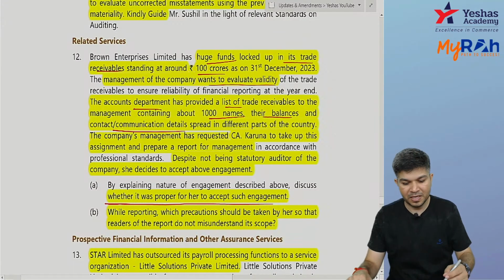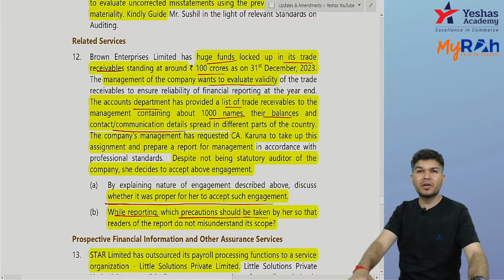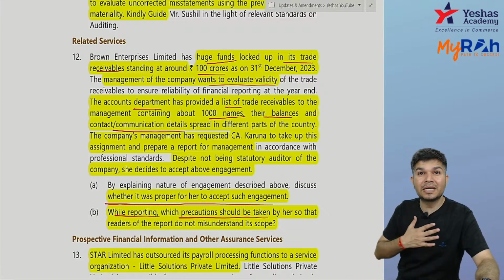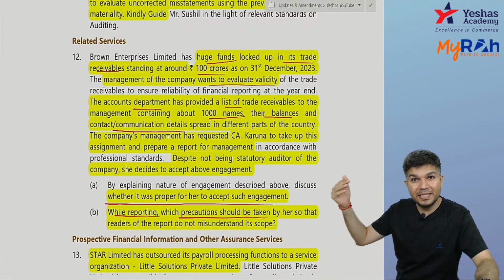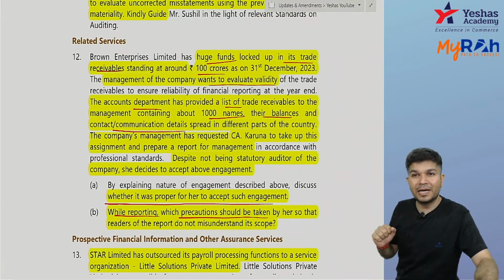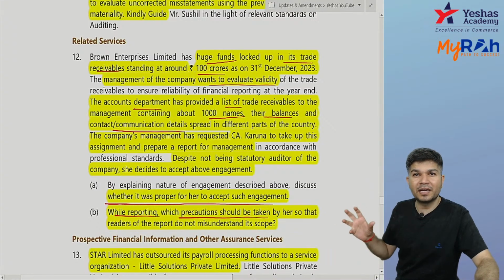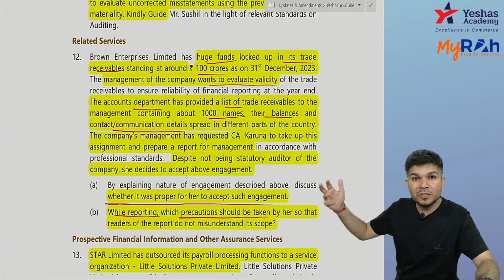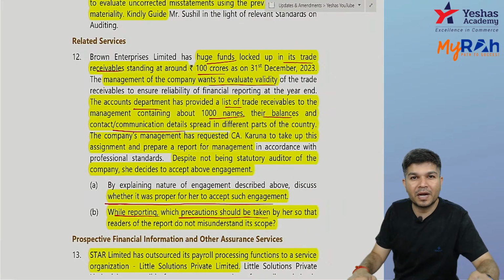And while reporting, what precautions should be taken? Whenever you're reporting on agreed upon procedure, what precaution do you need to take? You need to write clearly it was not an audit, not a review, so we are not giving any kind of assurance. Number 2, you write this report is restricted only to the parties who agreed. Third, you can write down that the procedures done are those which are agreed upon. If we had done auditing procedures or something else, we might have got something extra. So these are the things you need to write down in your report.